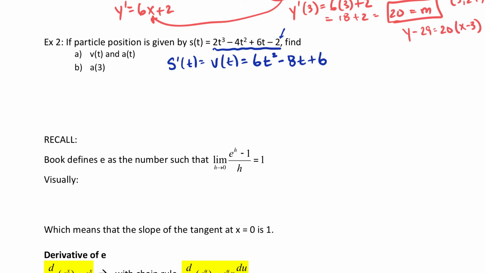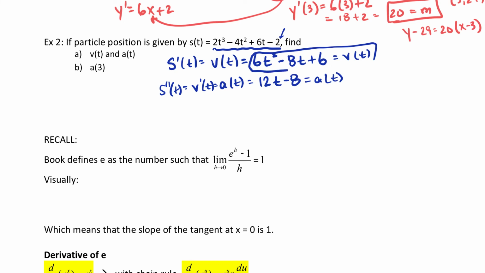And now a of t will be v prime of t, which is s double prime of t. So I can go through, find a of t, and I'm going to do the same process. So this becomes 12t minus 8. So there is my a of t equation, and this was my v of t equation. So we got v of t right up here. We've got a of t right there.